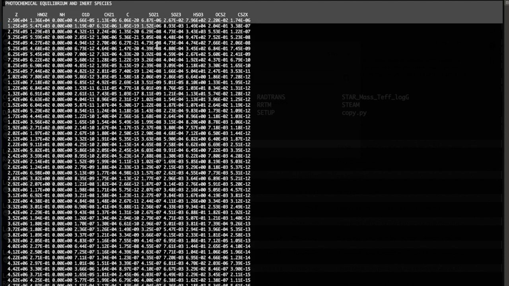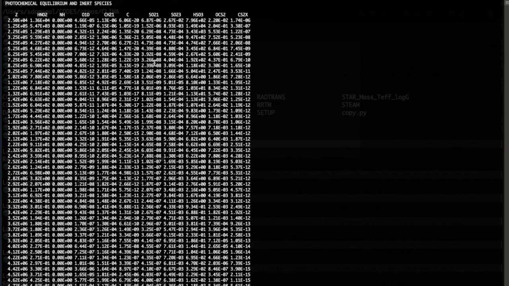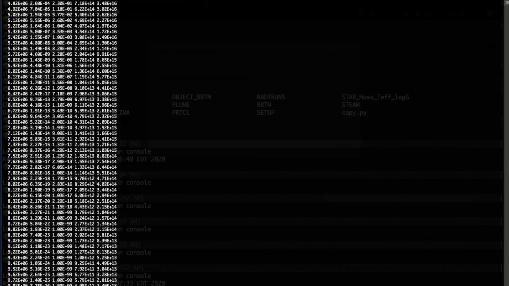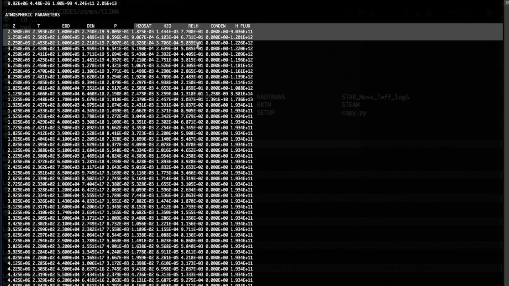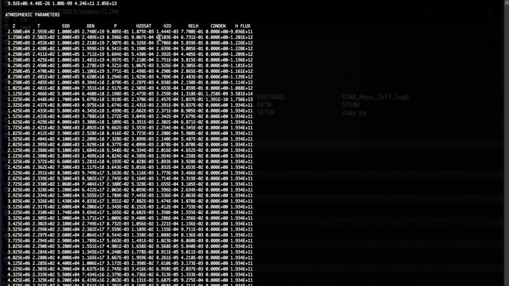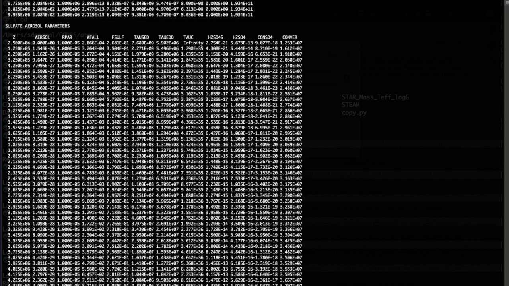Photochemical equilibrium and inert species. So this is the number densities for the short-lived species in the model. Atmospheric parameters. This gives you some basic atmospheric parameters like the eddy diffusion constant, the number density, the pressure, the water, and some information on water saturation and relative humidity, and the total water mixing ratio, and things like that. This is the hydrogen flux, and whether or not water is condensing.